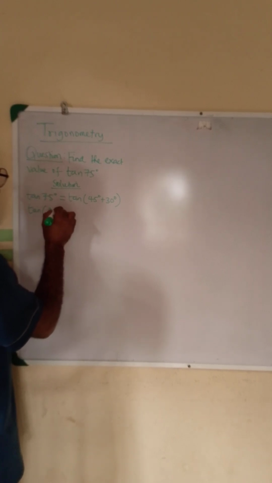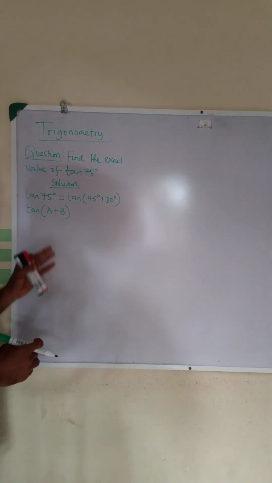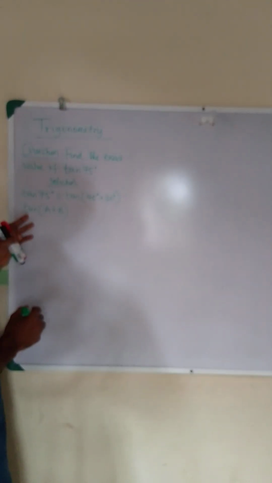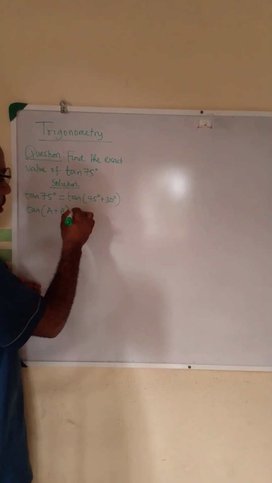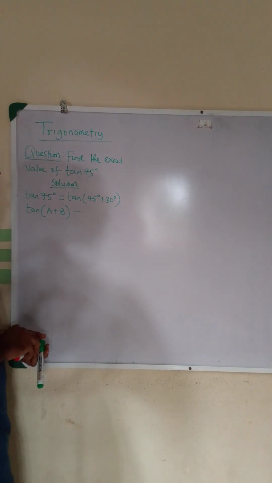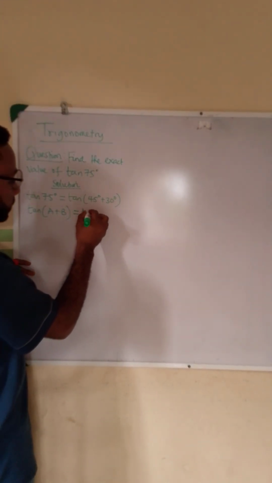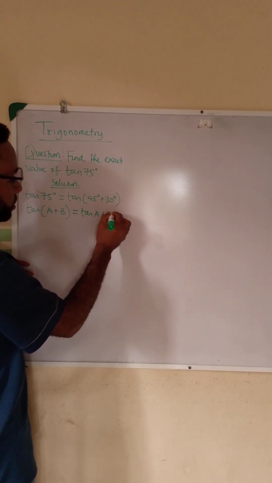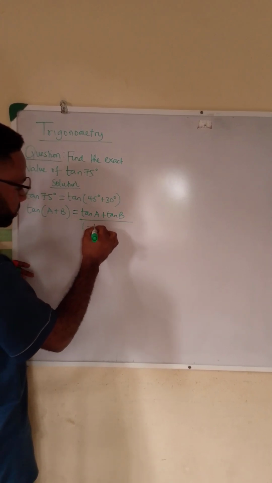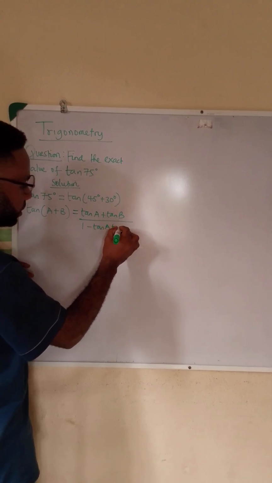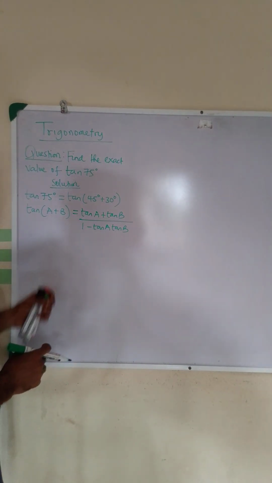This can be expressed using a trigonometric identity, that tan of A plus B. Of course, there's a formula that controls this, so that we know the trigonometric identity of tan of A plus B is expressed as tan A plus tan B divided by 1 minus tan A tan B. So that is the identity we are going to be using to evaluate this question.